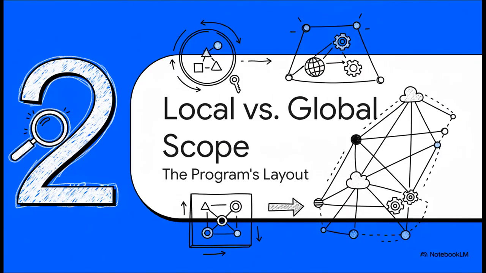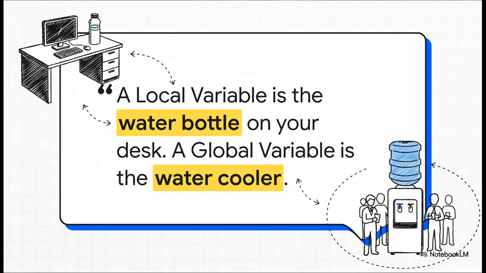Okay, so let's really dig into this idea of the program's layout. The two big ones you gotta know are local scope and global scope. And believe me, understanding the difference is absolutely critical. Here's another way to think about it, like you're in an office. A local variable, that's the water bottle on your desk. It's yours, it's right there for you. A global variable is more like the big water cooler down the hall. Anyone on the team can use it, and it's there as long as the office is open.